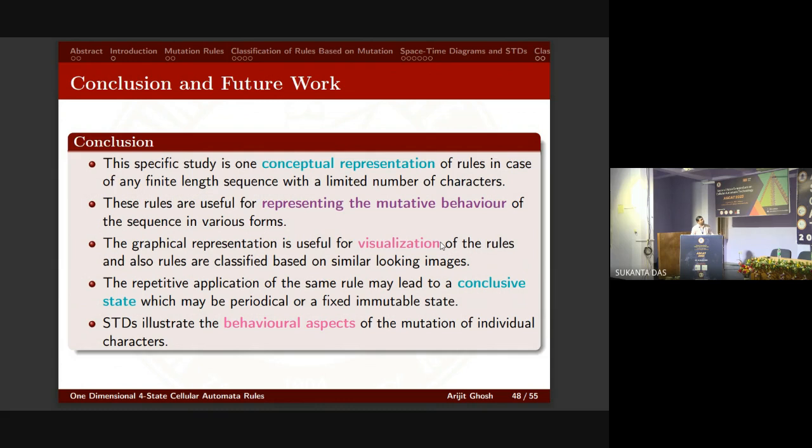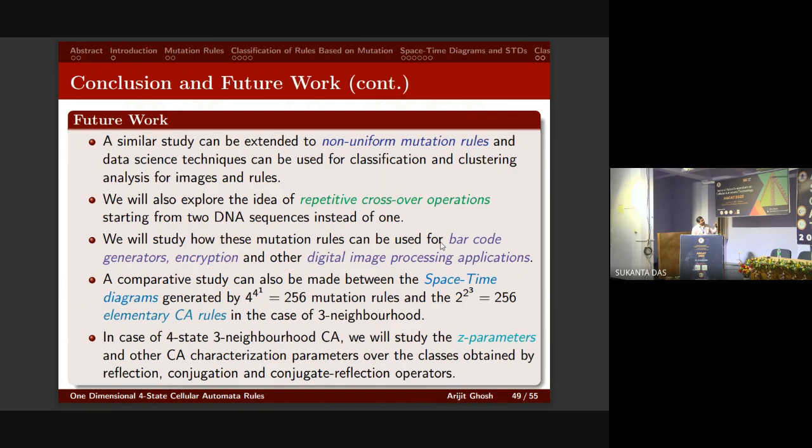We can have future scope from our work. A similar study can be extended to non-uniform mutation rules. We will also explore the idea of repetitive crossover operations starting from two DNA sequences instead of one. We will study how these mutation rules can be used for barcode generators, encryption, and other digital image processing techniques.